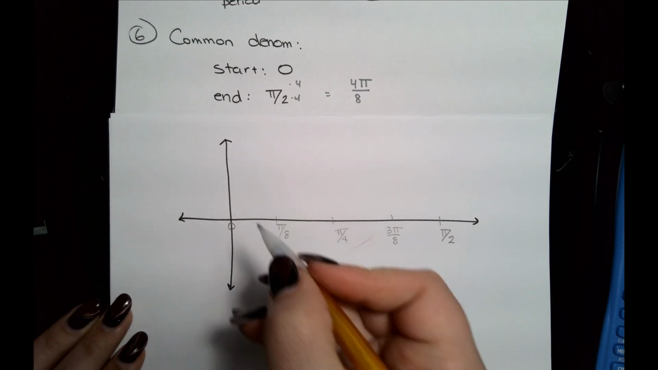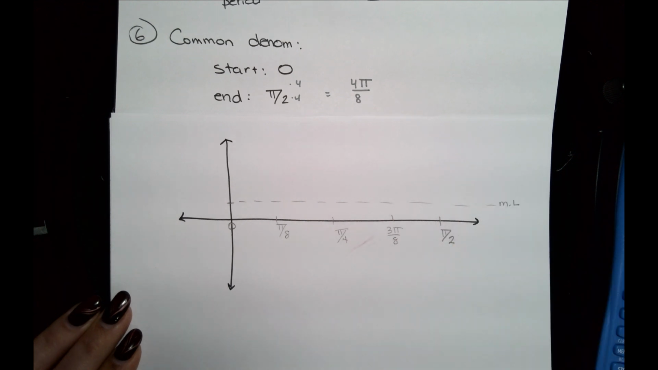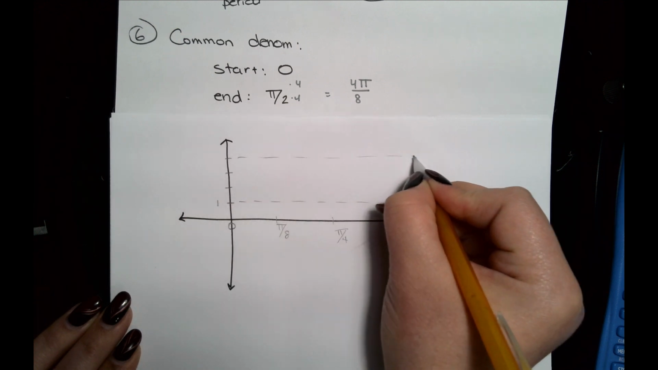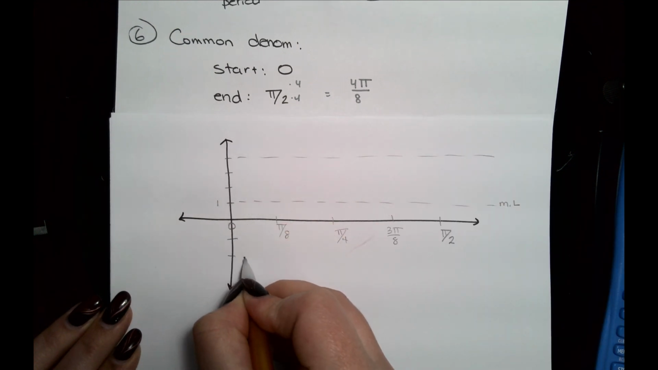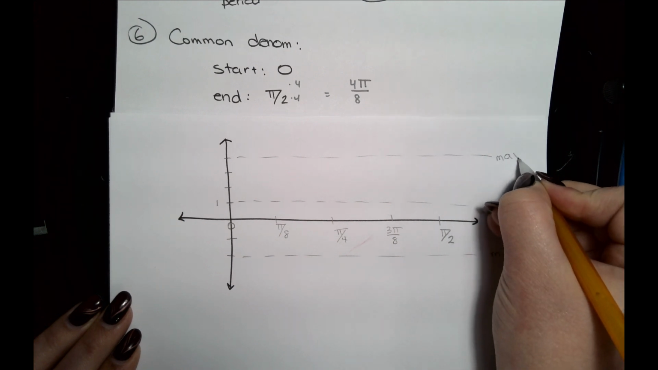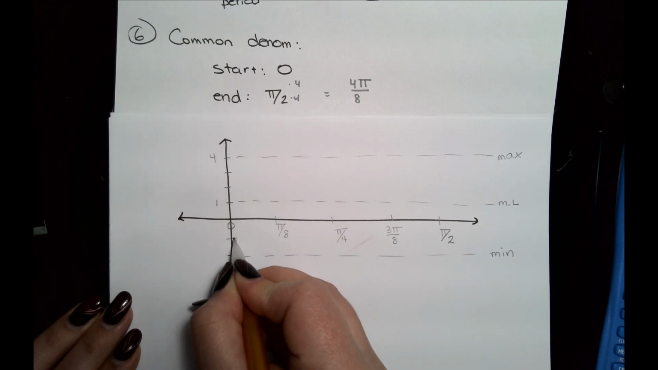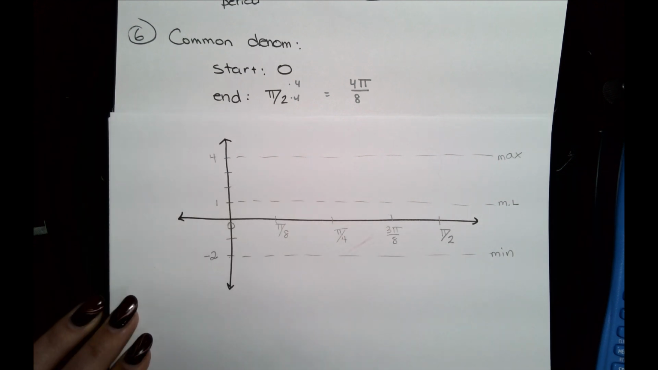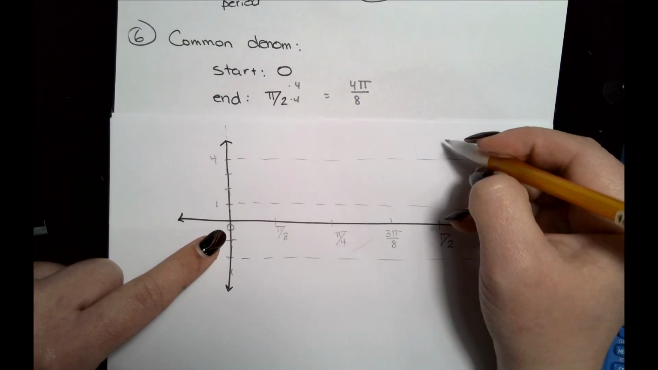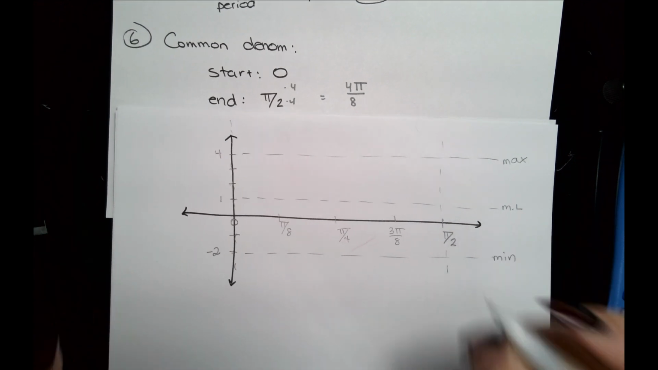Midline, where was our midline? At +1. Amplitude at 3, so this is 1, 2, 3. 1, 2, 3. Here's our min value. Here's our max value. So 1, 2, 3, 4. -1, -2. Again, this is our start right here. So if you want to do a dotted line to show you where we start, and this is our end, it's up to you.